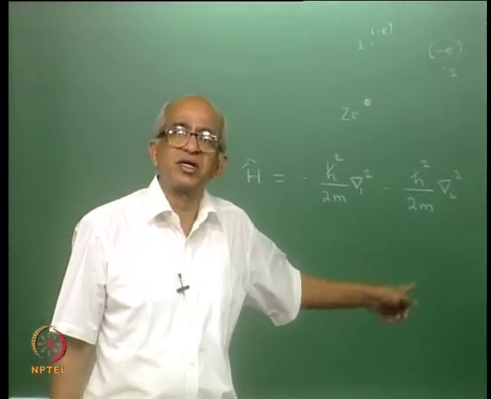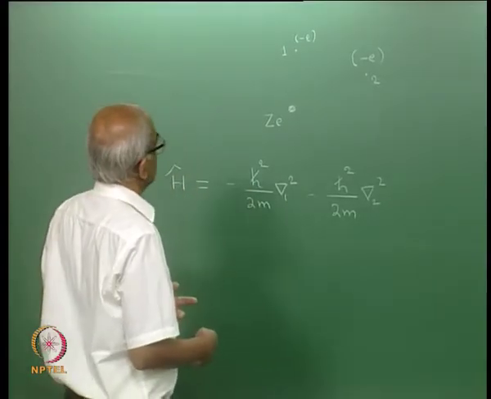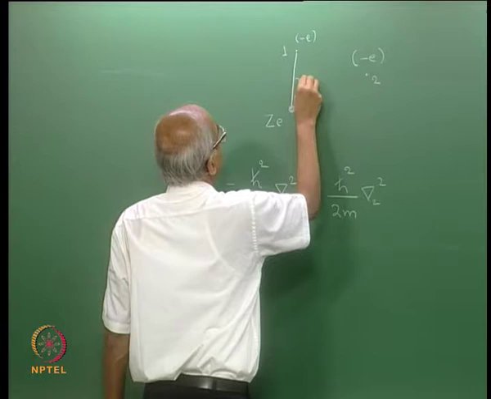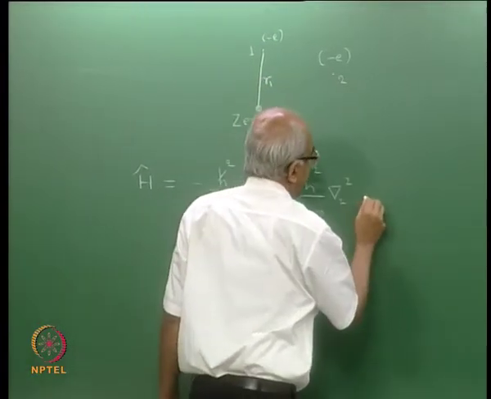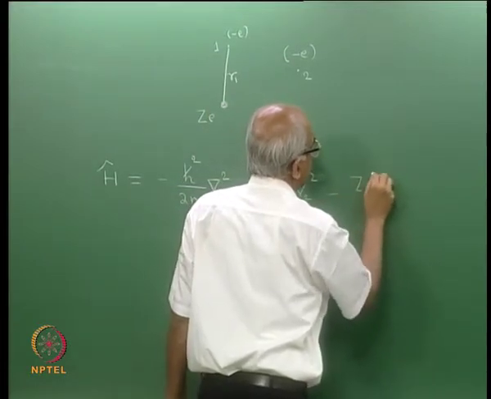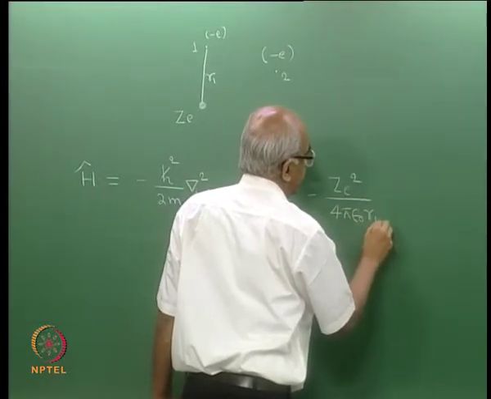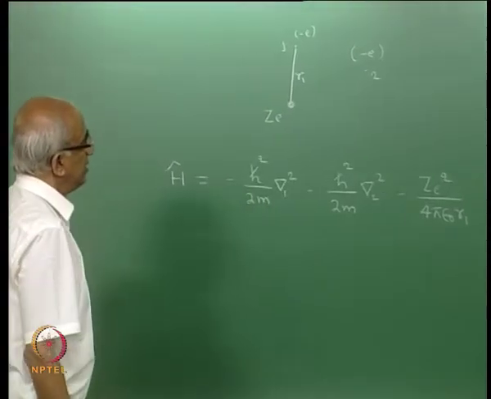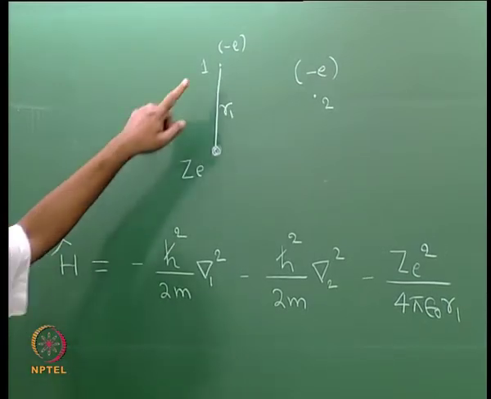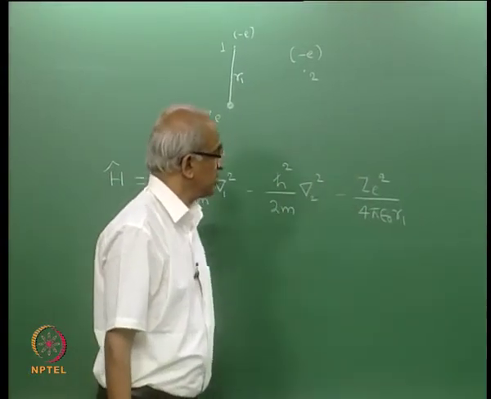differentiations with respect to the coordinates of the second electron, and then I have to worry about the potential energy of the system. So electron 1 will interact with the nucleus. Let me call this distance r1. That interaction energy will be attractive, and therefore I shall have a negative sign. It will be given by minus Ze² divided by 4πε₀r1. Minus Ze² comes because the nuclear charge is plus Ze and the charge on the electron is minus e.